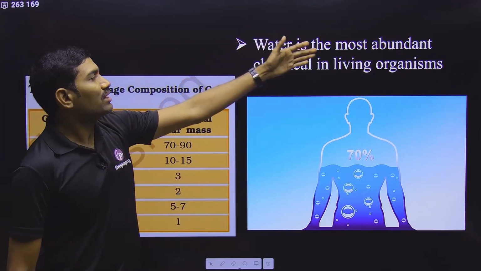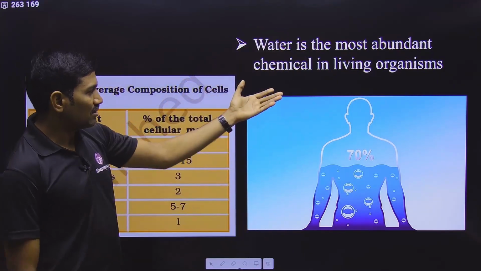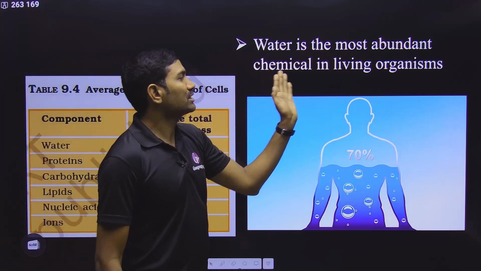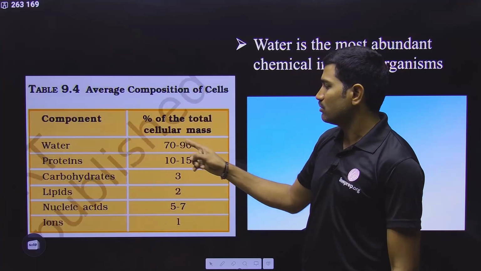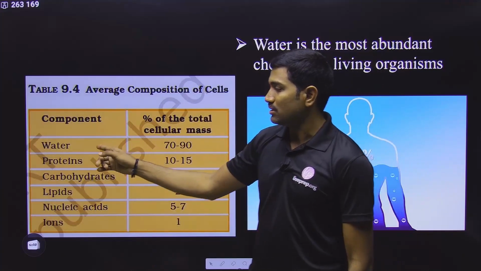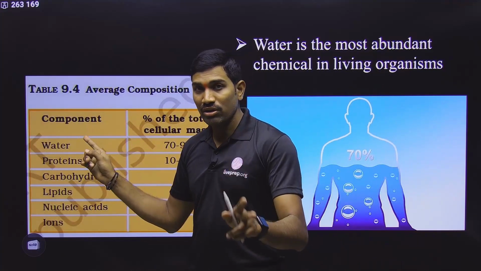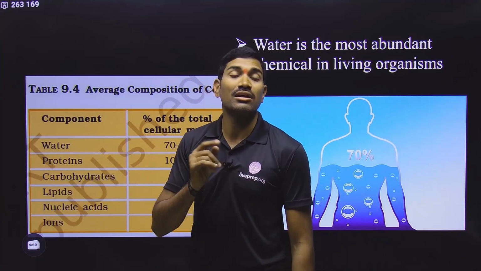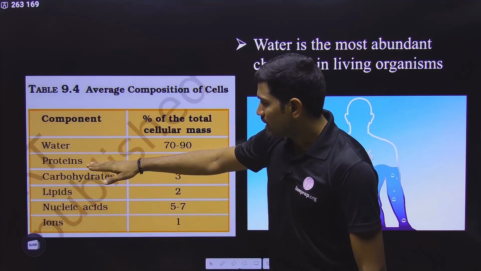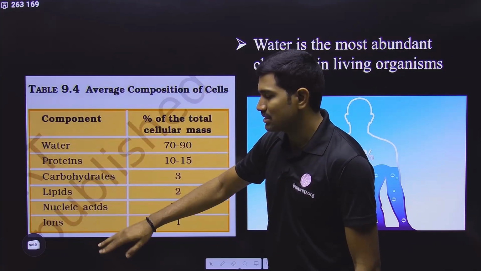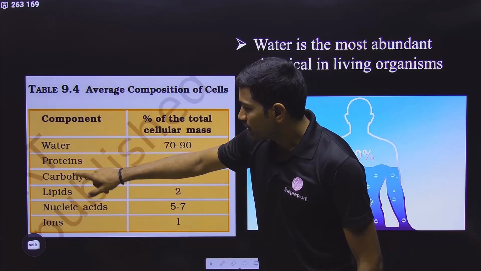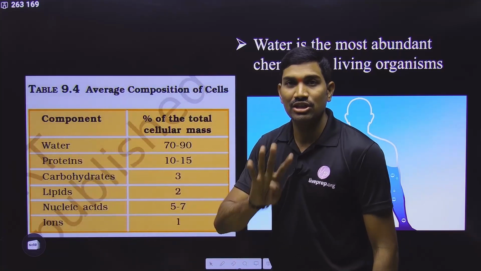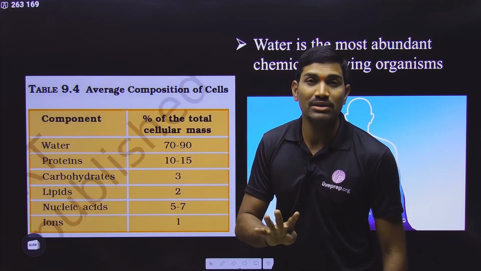Next, if you observe the chemical analysis, water is the most abundant chemical in living organisms. So overall, of all the chemicals, water is the most abundant, but is water organic or inorganic? If you talk like this, water will be inorganic. The remaining components they have given are protein, carbohydrate, lipids, nucleic acid, and ions. Forget about the ions. Now these four: proteins, carbohydrates, lipids, nucleic acid will come under organic components.